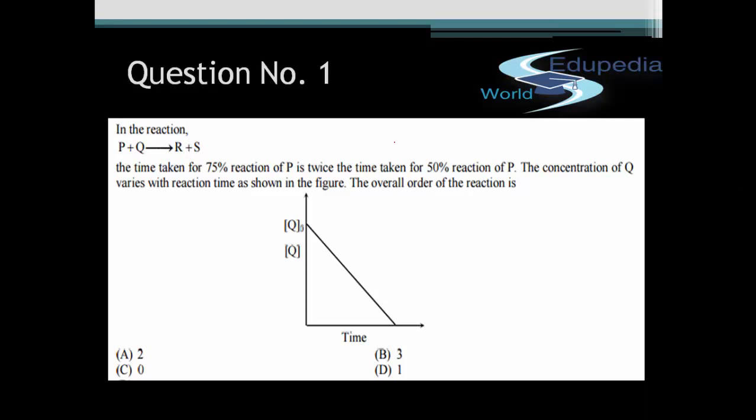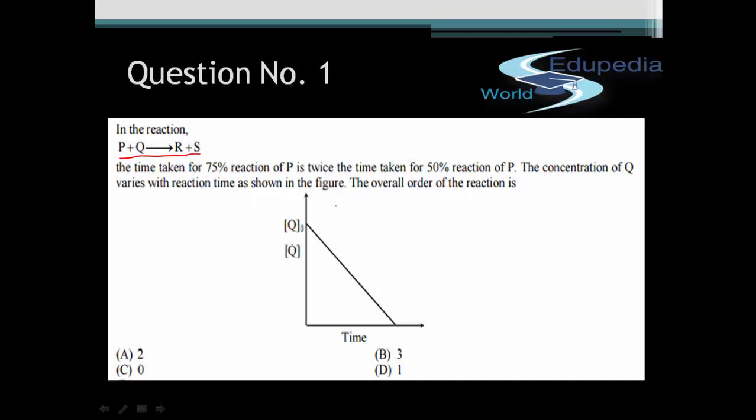It states that a particular reaction is taking place in which P plus Q react to form R plus S. And then some data has been given regarding the concentration of P and the concentration of Q, and we are required to find out the overall order of this reaction.